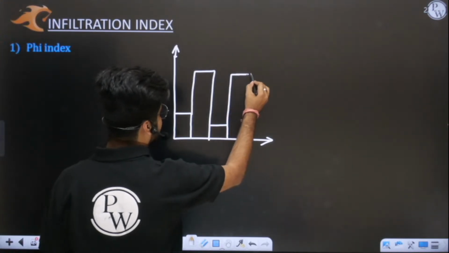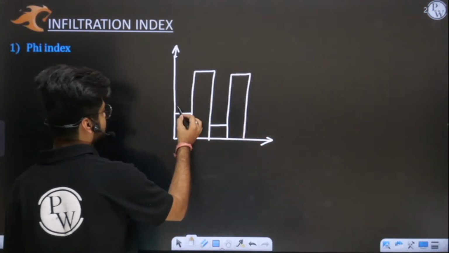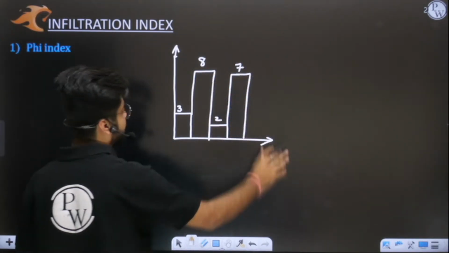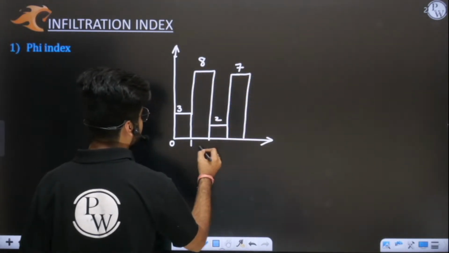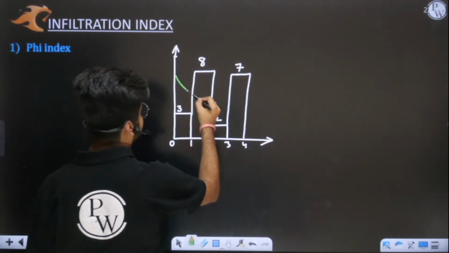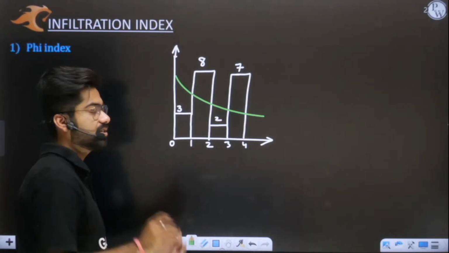Okay, you need to understand, sometimes let us take some values. Sometimes rainfall is 3 centimeter per hour, sometimes it is 8, sometimes it is 2, sometimes it is 7 centimeter per hour. Okay, this is first hour, second hour, third hour, fourth hour. Now this is your infiltration curve.